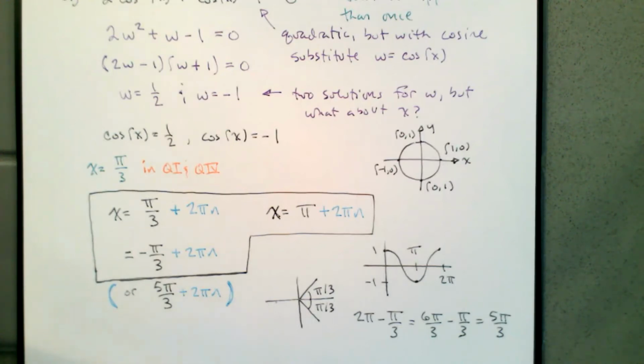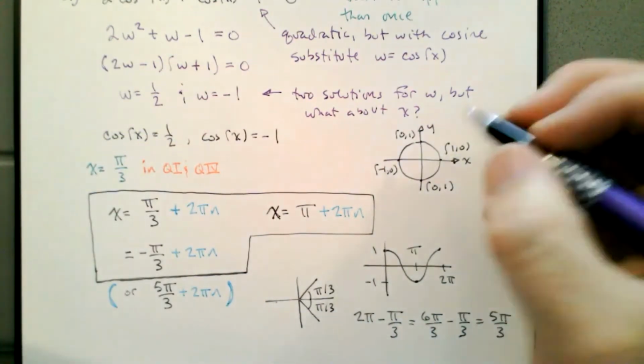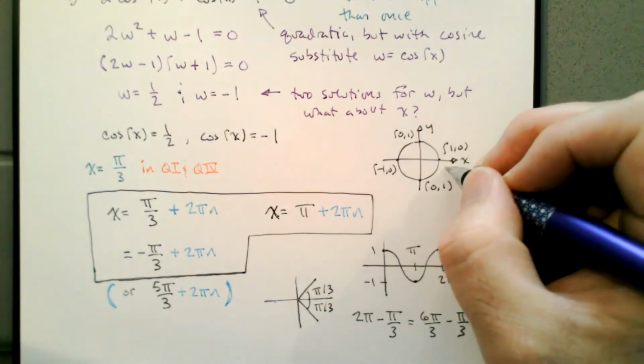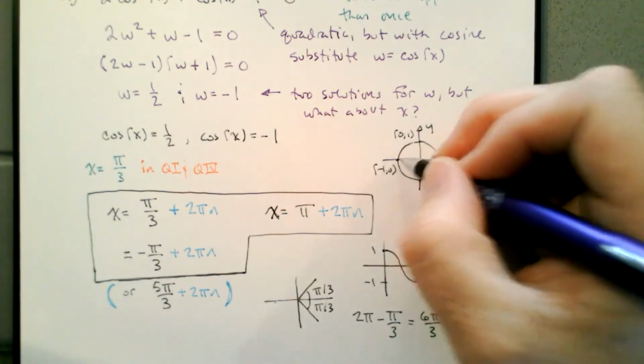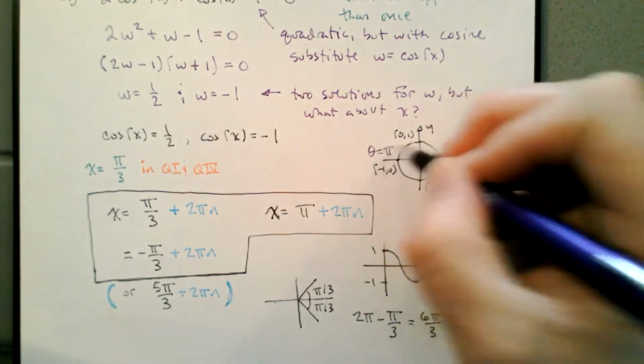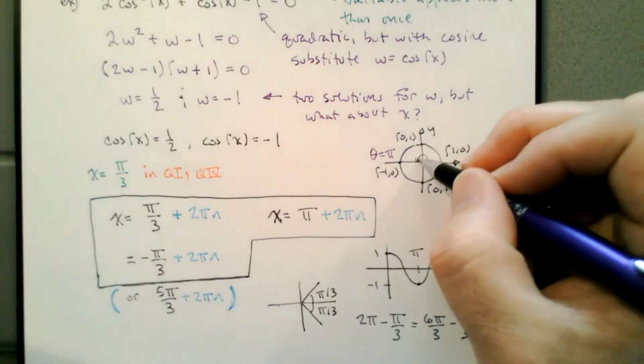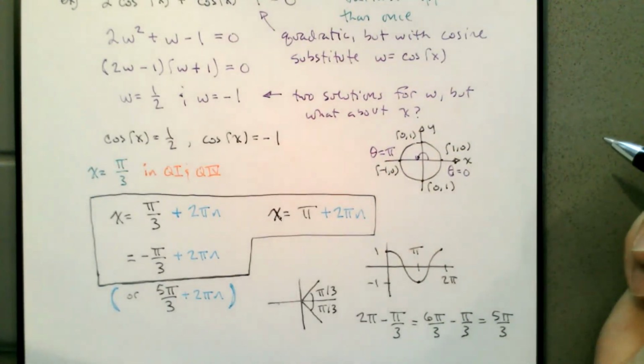One quick clarifying question. How did you, so -1 on the pie chart is pi? -1 on the unit circle, yes. On the unit circle, my bad. Yeah, so the unit circle has theta equals 0 on the positive x-axis. And so going around, theta is equal to pi at -1, 0.